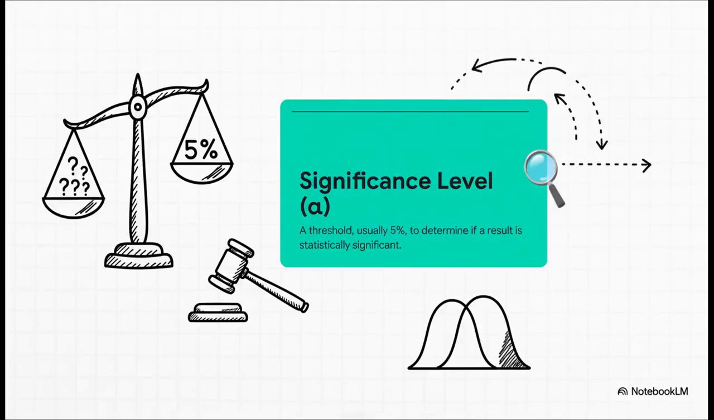We also have to set a rule for making our decision. This is our significance level, and we'll use the standard 5%. Think of it as our beyond a reasonable doubt line in the sand. If the math tells us that the probability of our result happening by pure chance is less than 5%, we're going to say, okay, something real is going on here.